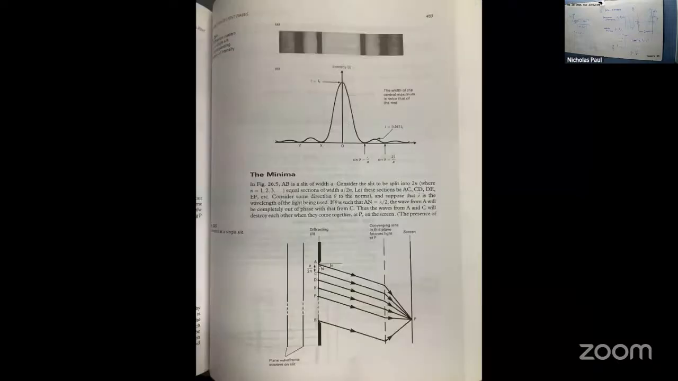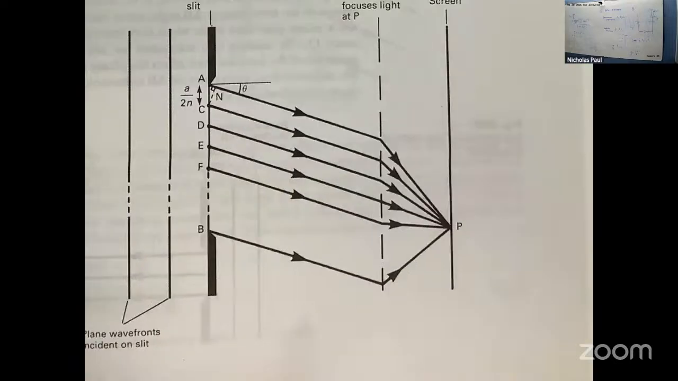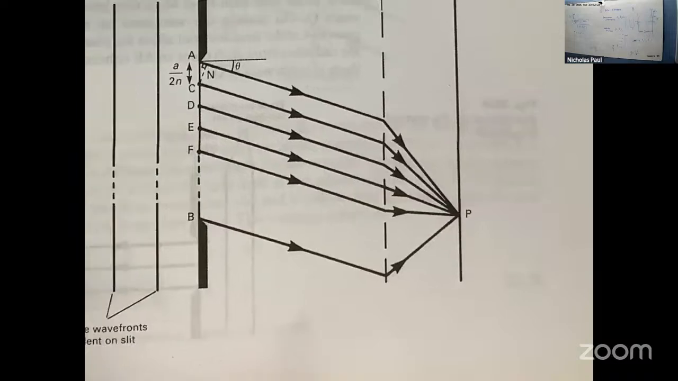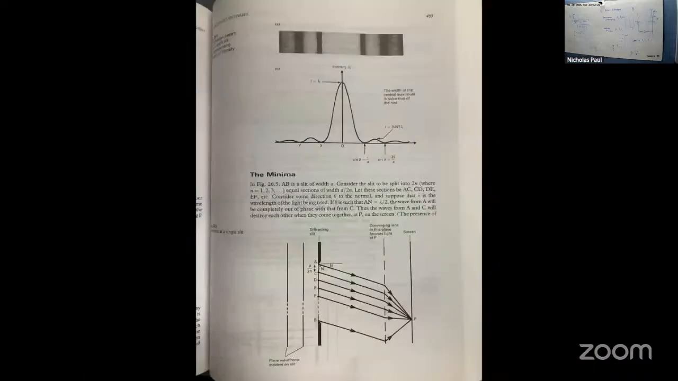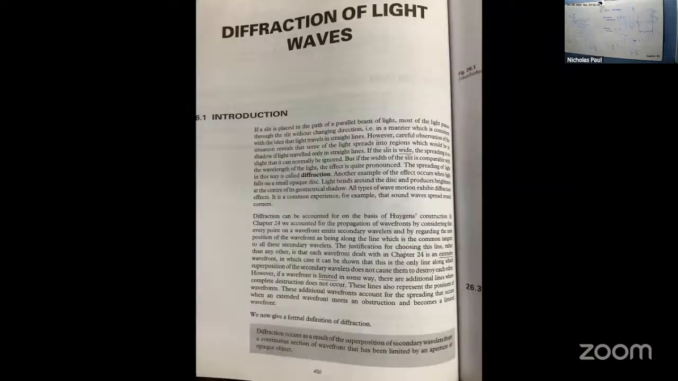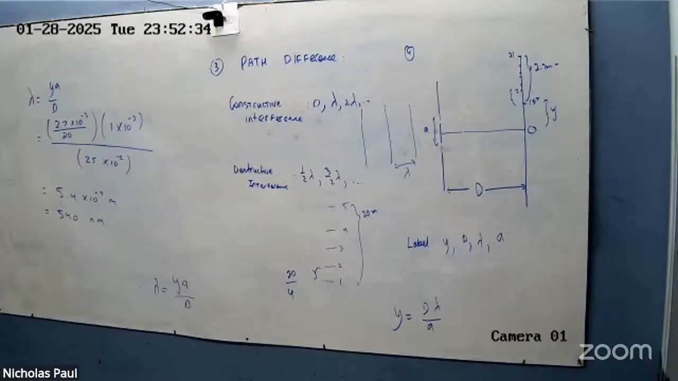Page 453, 454. Have you followed what's going on so far, Vanessa? If you look at that point P, they will have destructive interference. So that explains the minimum. Now the calculation comes on the next page, 454.